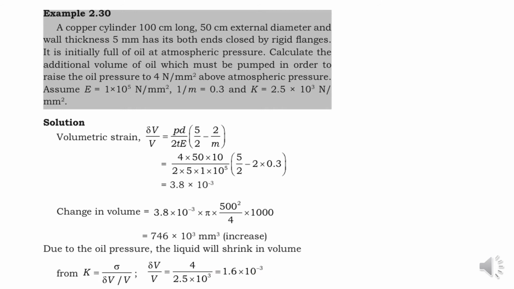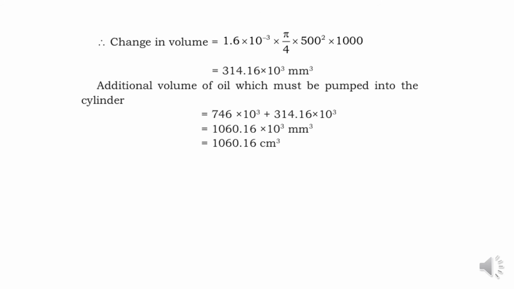Okay, now the change in volume. How will you find out the change in volume? It is 1.6 into 10 raised to minus 3 into area into length. So that's equal to 314.16 into 10 raised to 3 mm cube. Initially we had a volume of 746 into 10 raised to 3. Now we have to add the value of 314.16 into 10 raised to 3. So a total of 1060.16 centimeter cube will be the additional volume of oil which must be pumped into the cylinder.